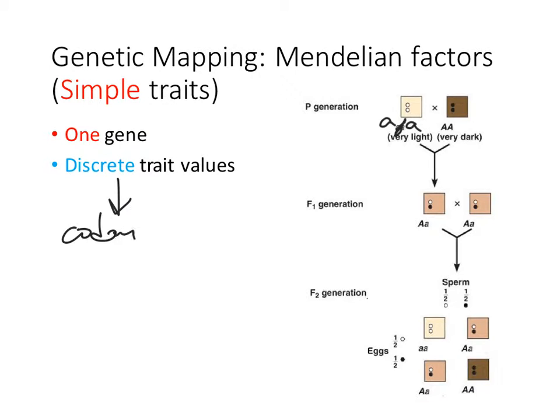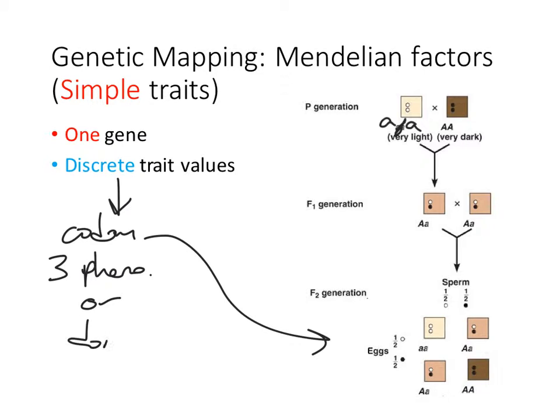So under codominance, which is like this example, you have 3 phenotypes. You'd have the recessive phenotype, the dominant phenotype, and the heterozygote phenotype. Or, under simple dominance, you just have 2 phenotypes. You have the dominant phenotype and you have the recessive phenotype. So that would be how you would identify whether a trait is simple or not.